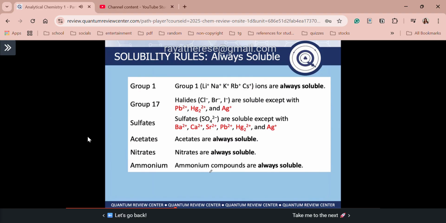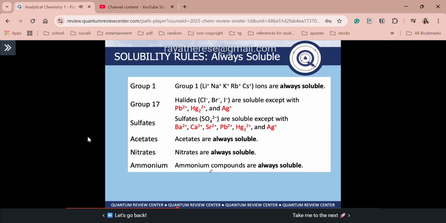So our group 1 ions are always soluble, ma'am, kahit ano ang kapartner nila, always soluble sila. Group 17, only chlorides, bromides, iodides. Okay, kasi may nagtanong sa akin, ma'am, paano yung fluorides? Ito kasing class ay laging soluble. So kung wala dito, ibig sabihin insoluble. So ang mga fluorides ay insoluble except kung sila ay kapartner ng group 1 or ammonium.